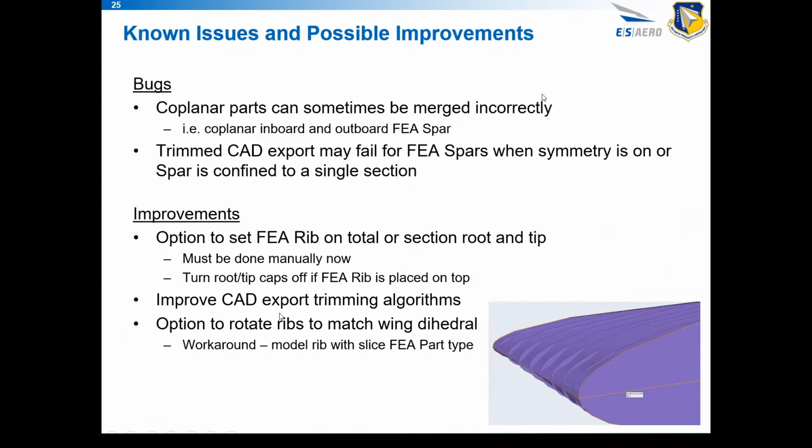Like I said, we talked about improving some of the trimming algorithms for these different FEA parts. And then I also mentioned earlier the issue with rotating ribs when you have a dihedral or anhedral. Right now, you'll just have to use a slice type to model them instead. Excuse me, a slice type, I meant.